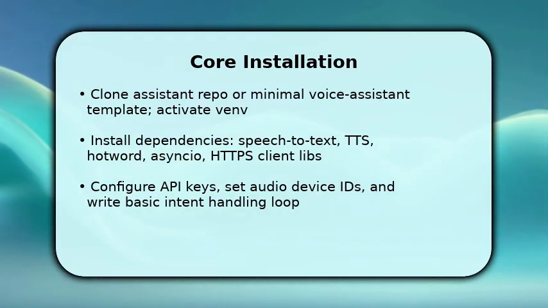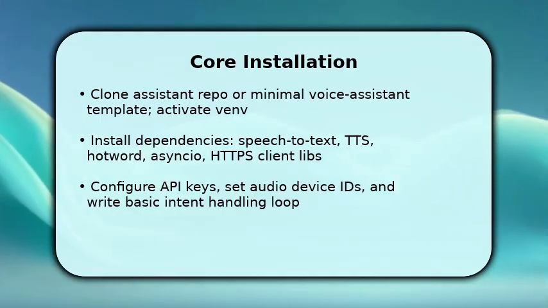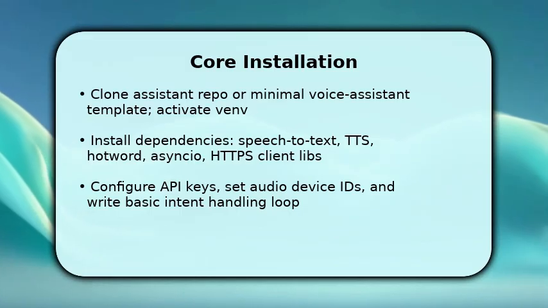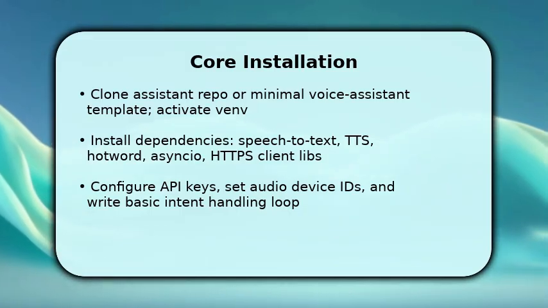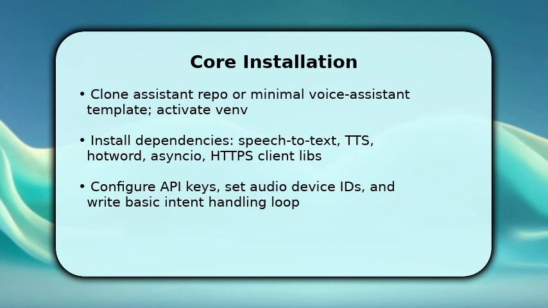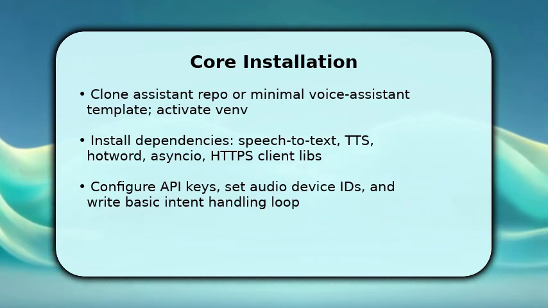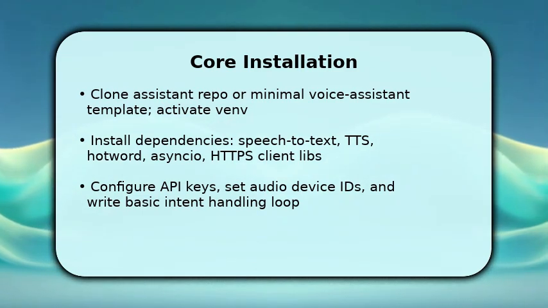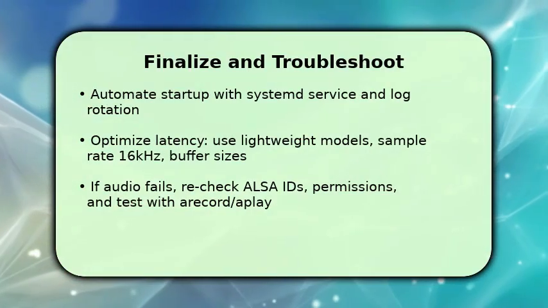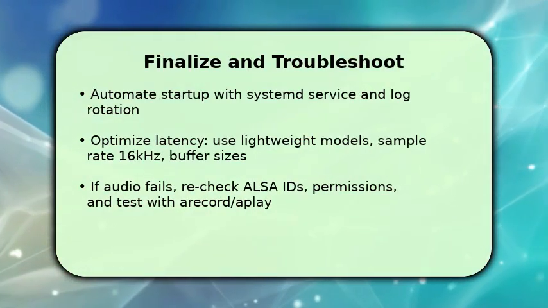Next, wire in API keys or local models and write the core async loop. Hot word detection. Capture audio, send to STT, run intent handler, generate response, and send to TTS. Test small iterations frequently. Finish by hardening and automating the assistant so it runs reliably.